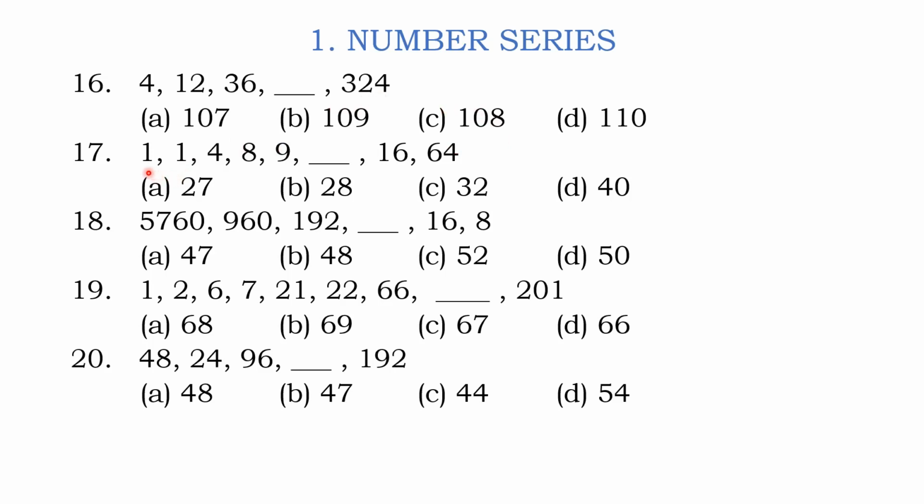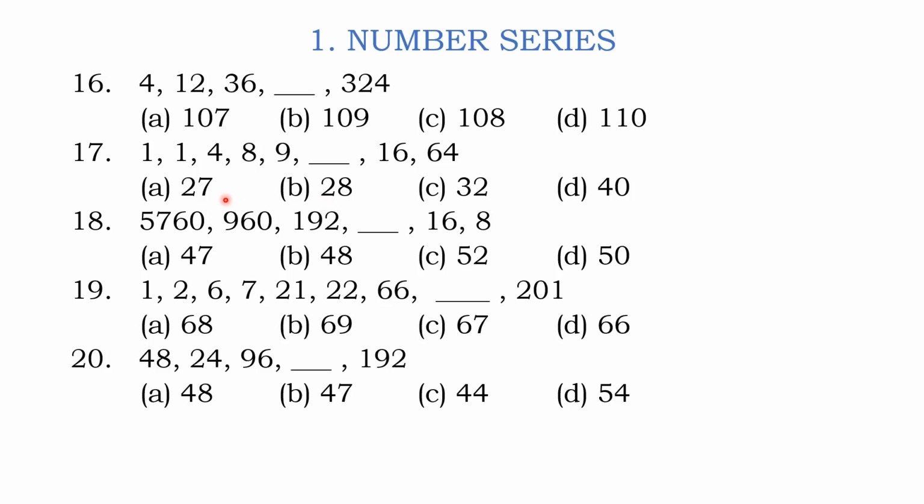And in the next problem, if you observe, 1, 1, 4, 8, 9, blank, 16, 64. Here it is 1 and 1. These are 1 square and 1 cube. This is 2 square and 2 cube. Then 9 is 3 square. So this should be 3 cube, which is 27. This is 4 square and 64 is 4 cube. So the answer is 27, A.